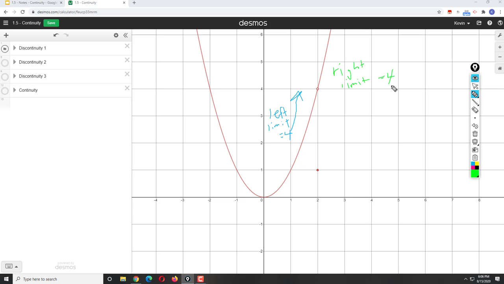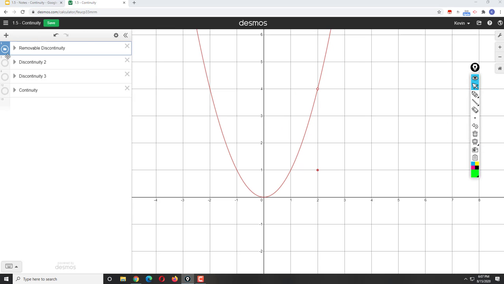So the left-hand limit is equal to the right-hand limit. But they're not equal to the function at x equals 2, because at x equals 2, the function is at 1. When this happens, left-hand limit equals right-hand limit, but does not equal the function, we have what is called a removable discontinuity. Remove means to take out, and we just took out this point and put it somewhere else.